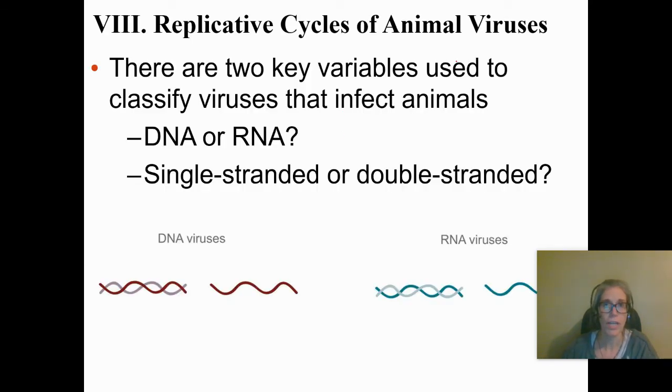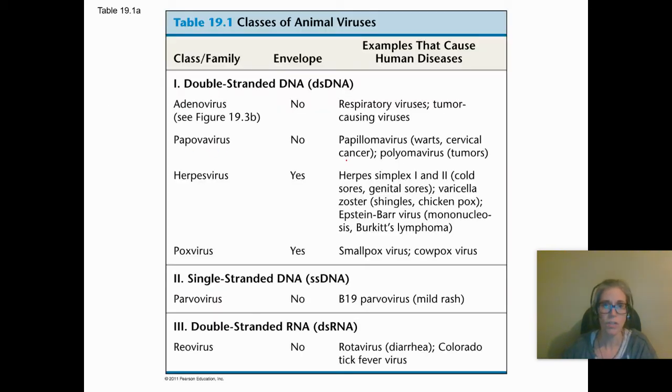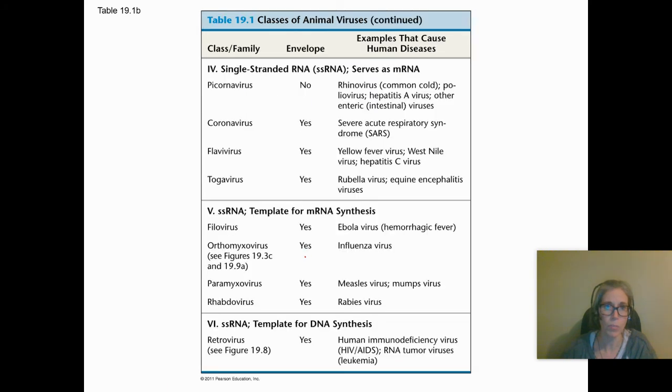Okay, so in viruses that infect animals, there are a couple of different variables used to classify these. Are they made out of DNA or RNA, and are they single-stranded or double-stranded? And so here are just some examples. You don't need to know any of the examples truly, but we will talk a little bit about retroviruses. Right here, you'll need to know a little bit about them. And then curiously, look at this. Here's the coronavirus, which I've taught this unit a gazillion times and never noticed it before.